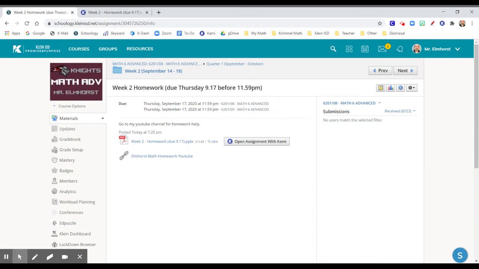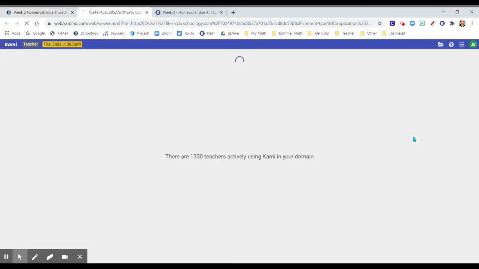Now, if for some reason it does not have open with Cami, then you're going to have to go up and open another tab, Google search Cami, K-A-M-I, and then once it comes up, you're going to have to uninstall it and then reinstall it for your web browser. Then refresh your page. Okay.